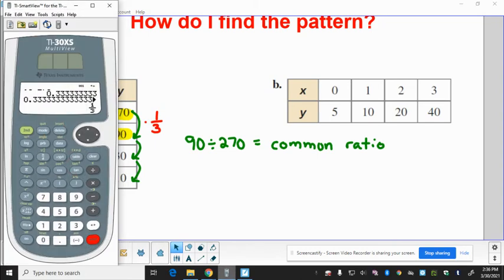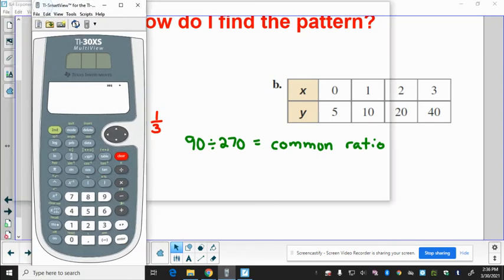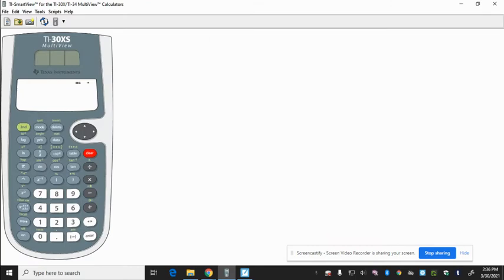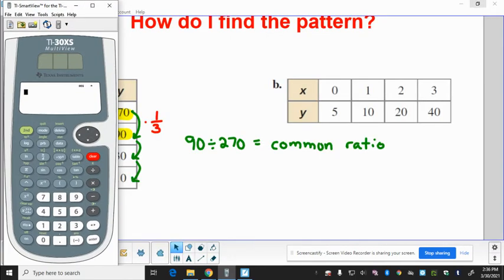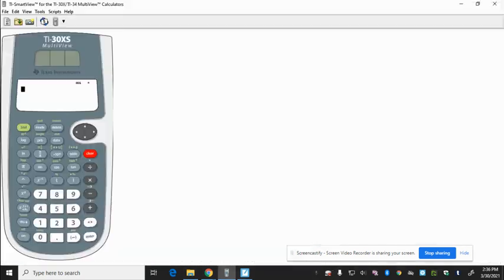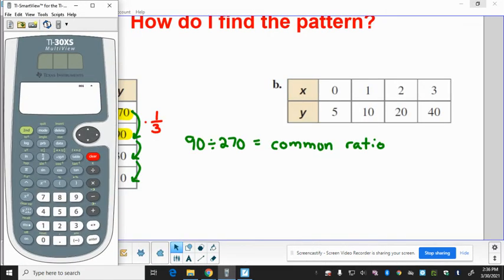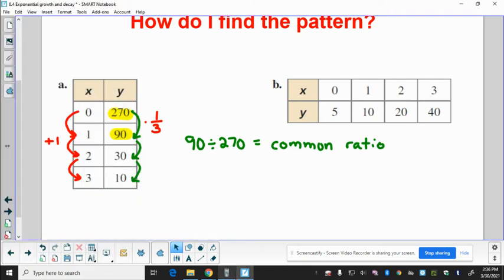So let me go to my calculator, and you probably remember doing this before. So if I put the first number in at 270, press enter, and then multiply that by 1/3, which is the same thing as dividing by 3, do I get all of the numbers from the table? 30, 10, and I do. So the answer to this is yes. This is an exponential function.